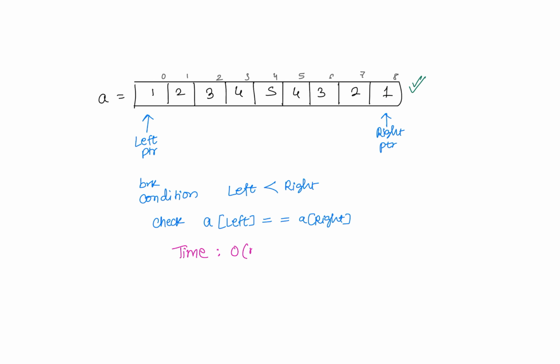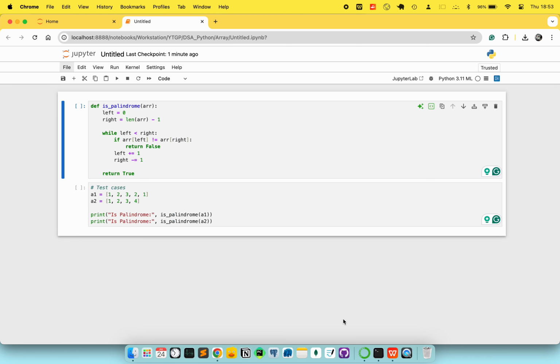The time complexity of the solution is O of n and the space complexity is O of 1 because we are not using any extra space. Now let's see the code.